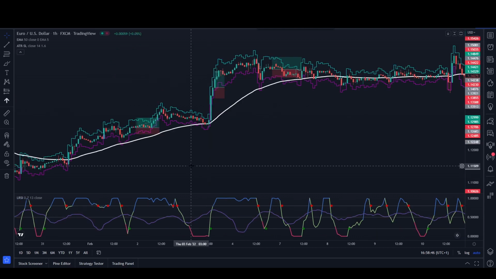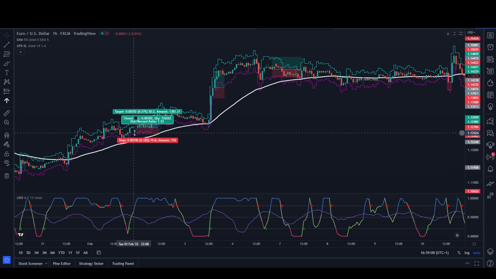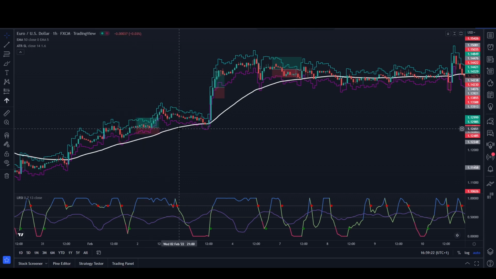All right, so here are a couple of examples. The price is above the 50 EMA, so we're looking for long positions. We've got the purple line that crosses from above right here. So on the next candle, we take a long position. We place a stop loss at the last ATR and we're aiming for a 1 to 1.5 risk to reward ratio. So that's a successful trade.